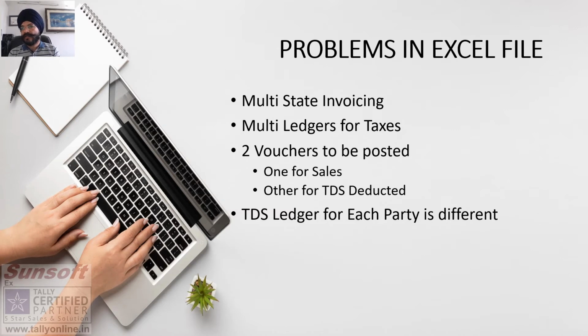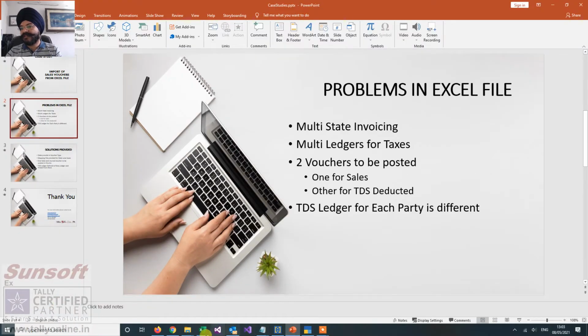different. Now also while posting the sale voucher, the customer wants the TDS to be deducted, and that information is there in the Excel file, which should also be imported while importing the sales voucher. So that means there are two vouchers which need to be posted while the Excel file is being imported. Now another problem is that a TDS ledger for each party is different. Now let us see the Excel file first and see what the problem is.